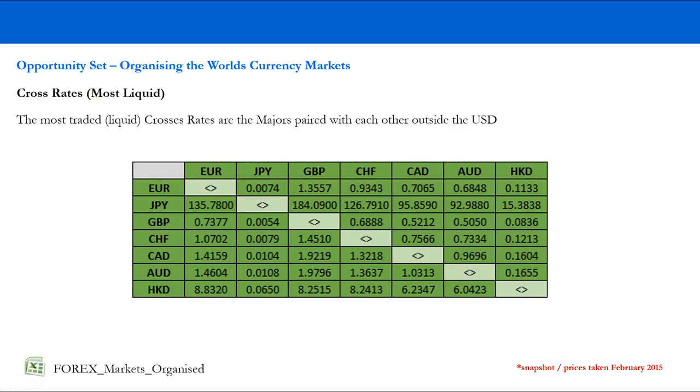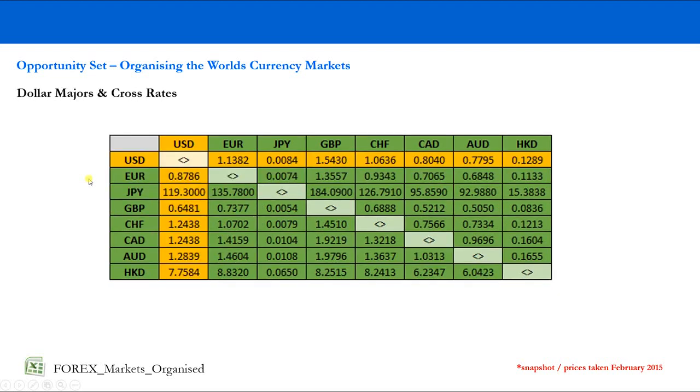Cross rates, specifically cross rates, are defined as the currencies that are not quoted against the US dollar. Cross rates are quoted as the majors against each other. So, for example, we have here the Canadian dollar quoted against the rest of the major currencies. So the Canadian dollar here buys 95.859 Japanese yen. And this is the table, when you combine the whole lot, this is the table that you're going to see all the time in general media outlets, the dollar majors and the cross rates.